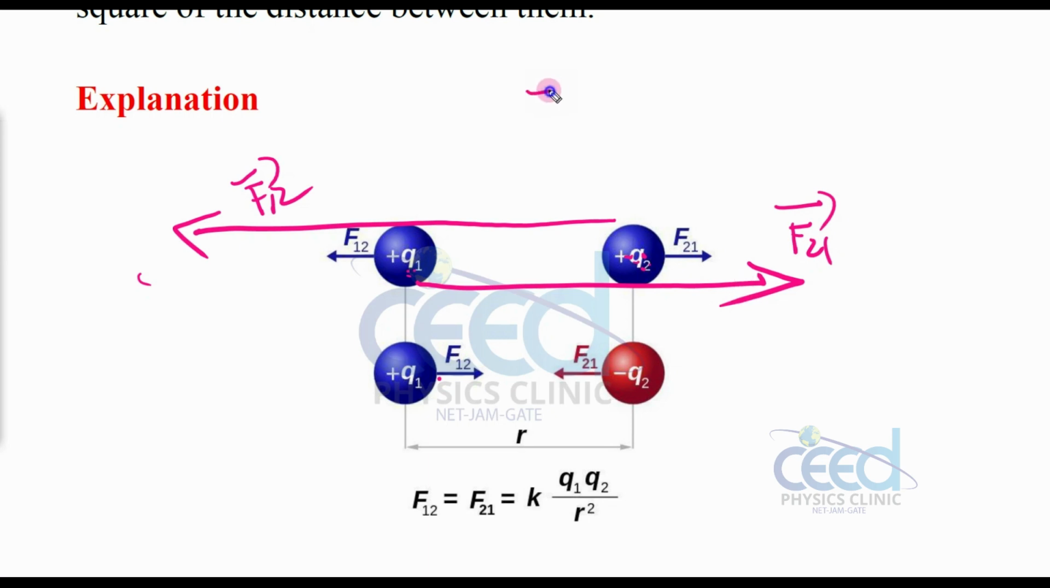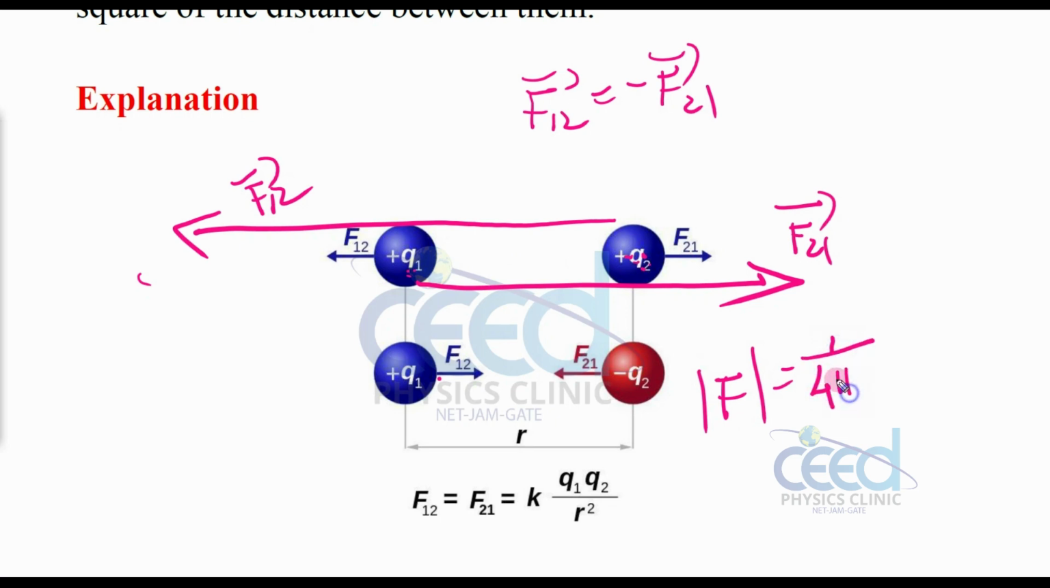Alright, you may write this as F12 is equal to minus F21, right? Anyway, the magnitude of this force will be equal to 1 by 4 pi epsilon, or we may write this as the constant, q1 q2 by r square.